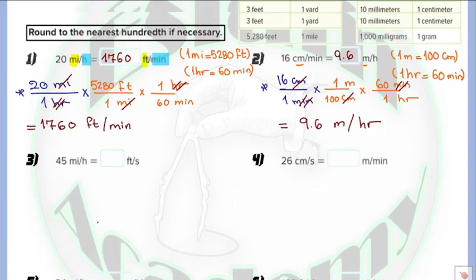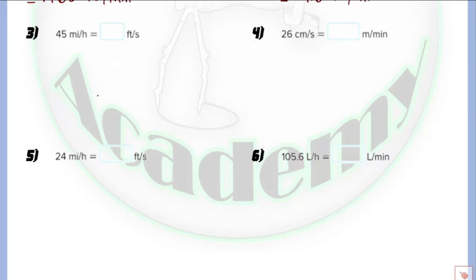By the same way, we can solve question number 3. We have 45 miles per hour. We need to find that's equal to how many feet per second. As we know that 1 mile is equal to 5,280 feet. And 1 hour is equal to 3,600 seconds. And now just write the given rate. 45 miles per hour.